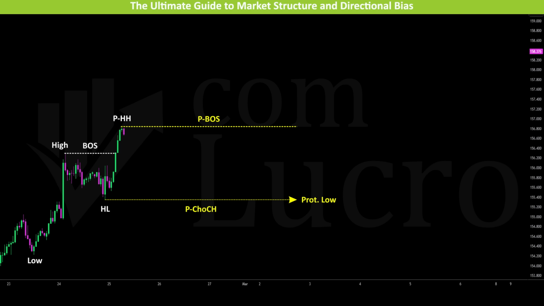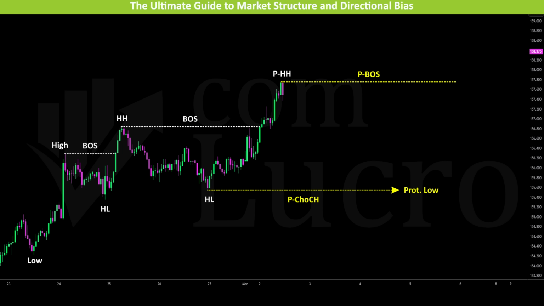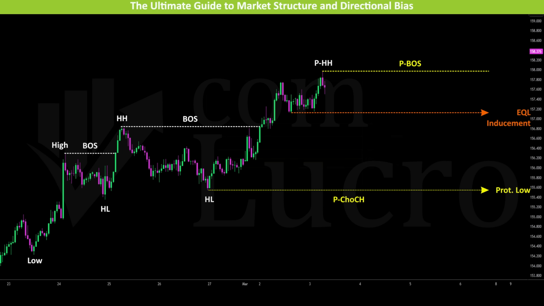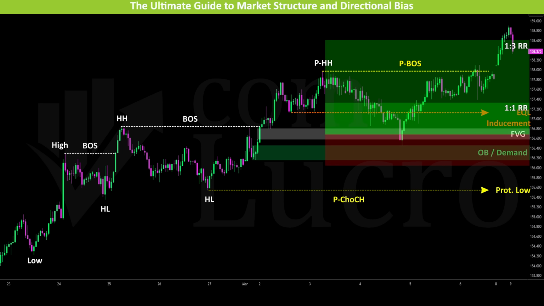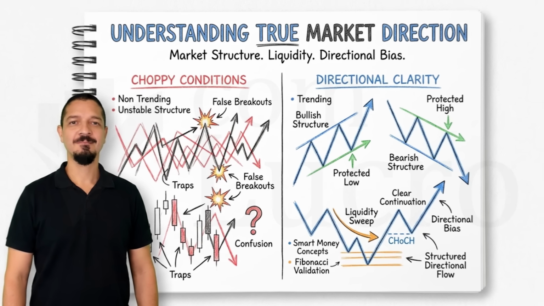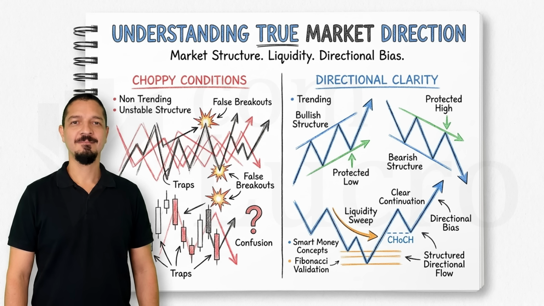In this video, you are going to learn how professional traders analyze market structure, identify directional bias, and avoid getting trapped in choppy and confusing market conditions. We will break down the core principles behind recognizing trending and non-trending environments, identifying protected highs and lows, distinguishing major swings from minor swings, and using higher time frame analysis, liquidity sweeps, change of character, and Fibonacci-based structure validation to understand the true direction of the market.